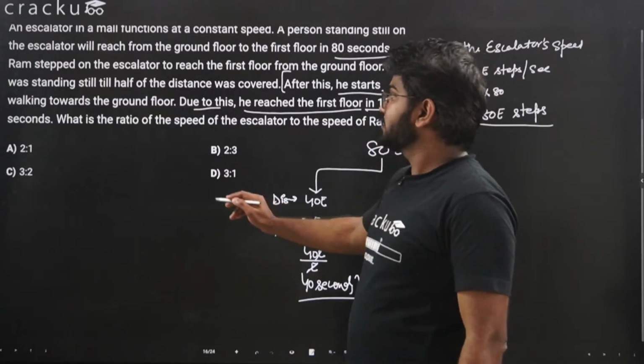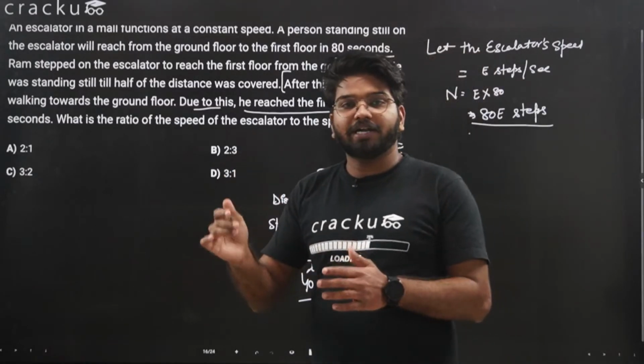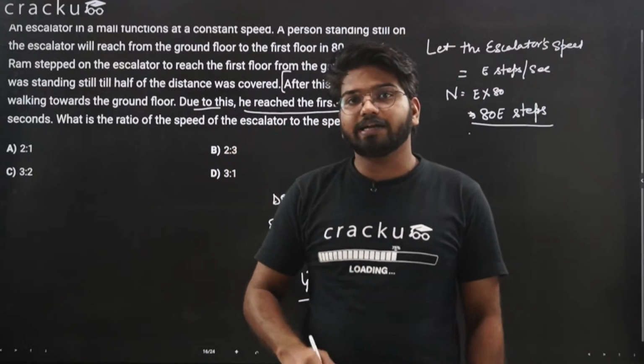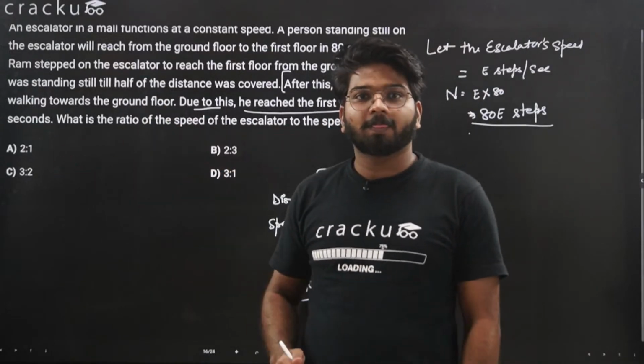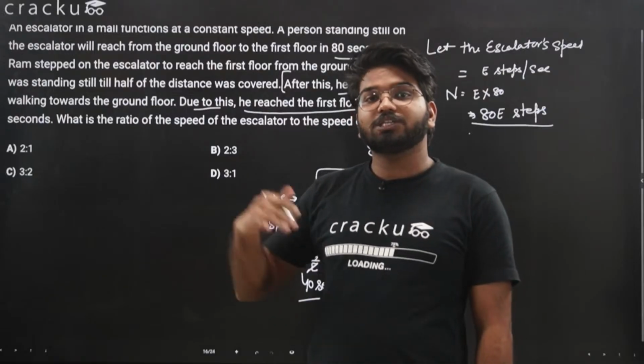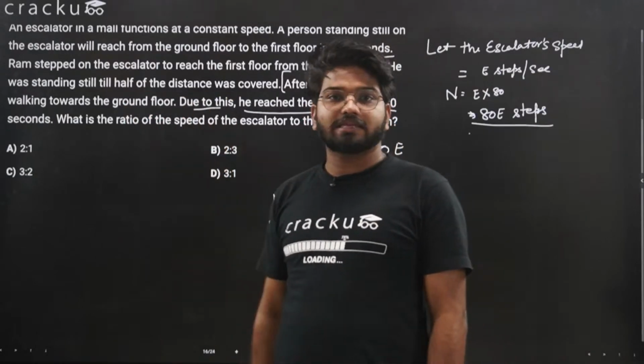So basically after the half point he was trying to move towards the downside, escalator was moving up, and this way he reached the top after 120 seconds.